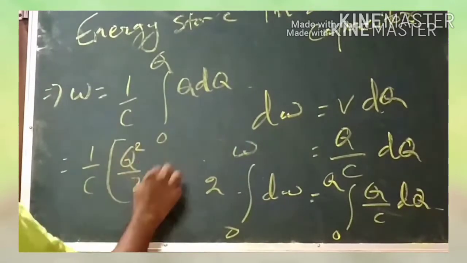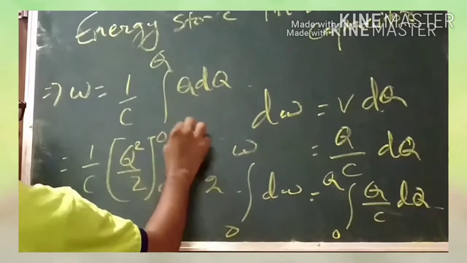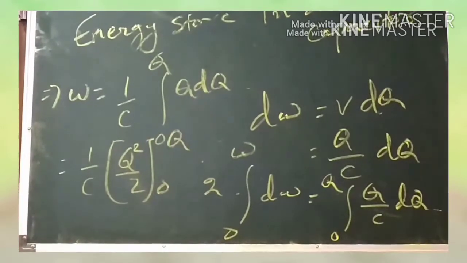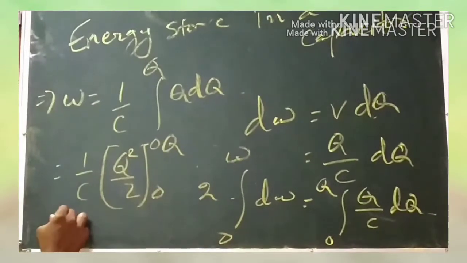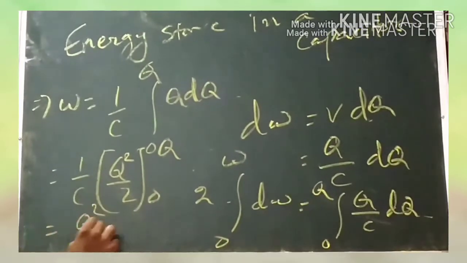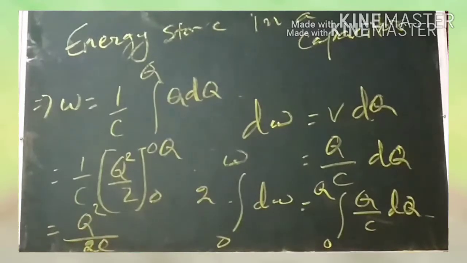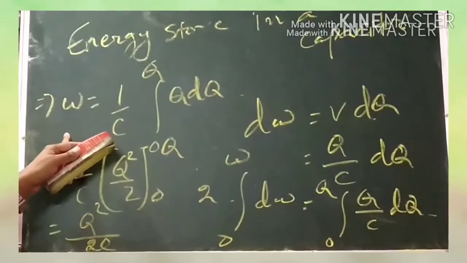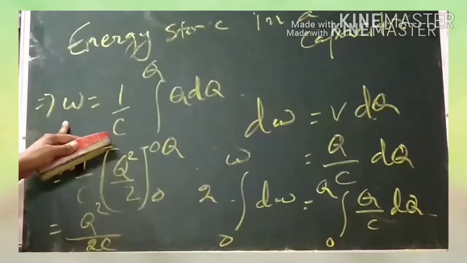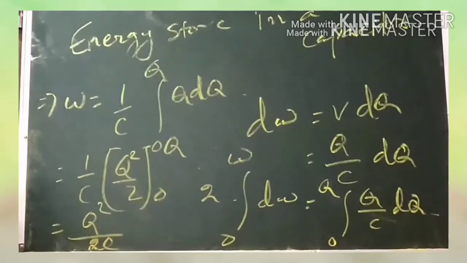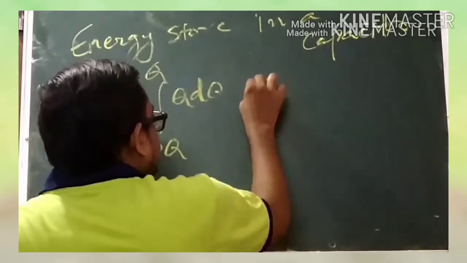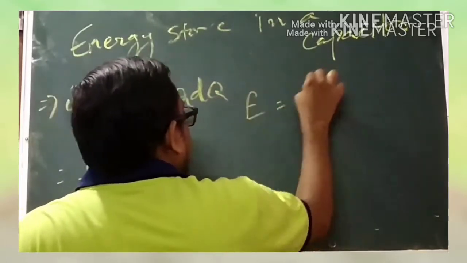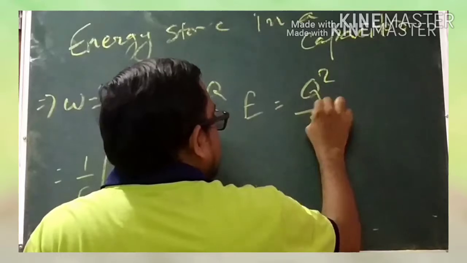So this is from 0 to Q. So here also the value will be equal to Q square by 2 minus 0 square by 2, which is Q square by 2. So finally we have got this Q square by 2C. So this work is now converted into the energy stored. So we can find out this energy stored will be equal to Q square by 2C. So now we can write down this work done will be equal to Q square by 2C.